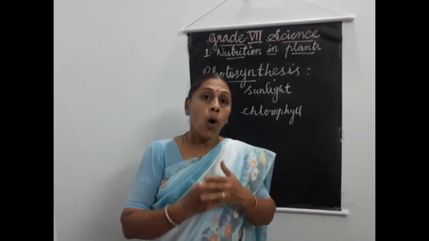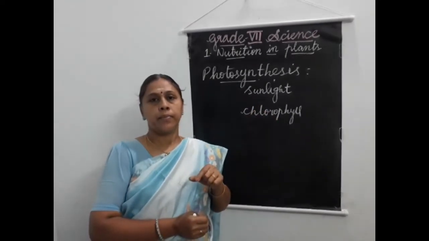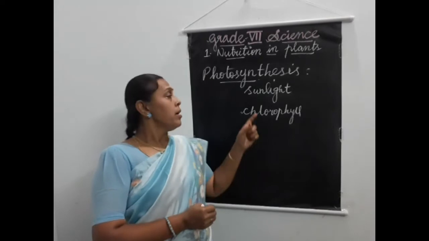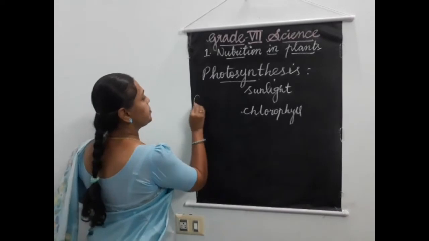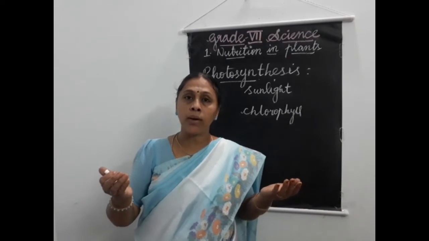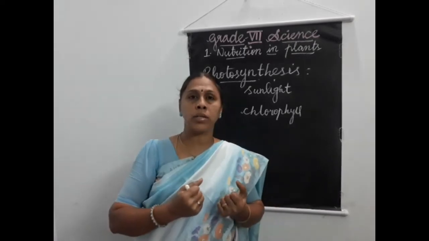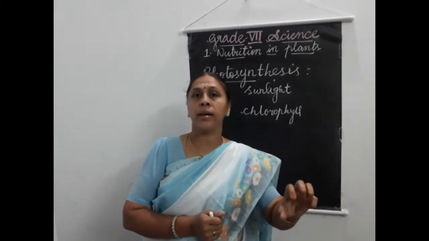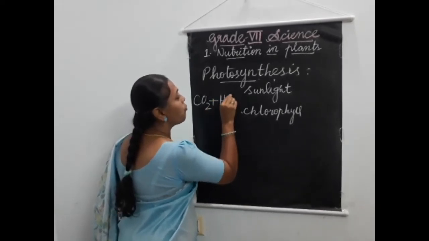And using what? Using the sunlight, which is the main source of energy. Sunlight is the main source of energy, and carbon dioxide. From where do the plants get the carbon dioxide? From the atmosphere. So many gases are present, and they absorb the carbon dioxide which is needed for the process of photosynthesis. And with the help of water.